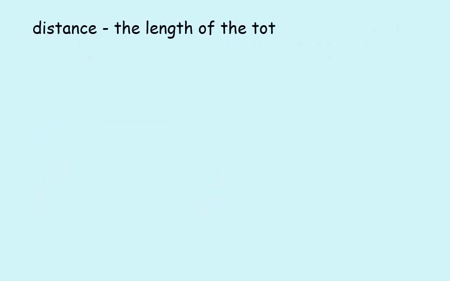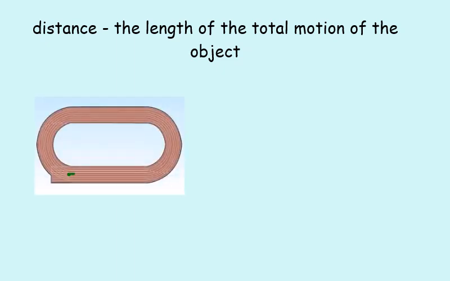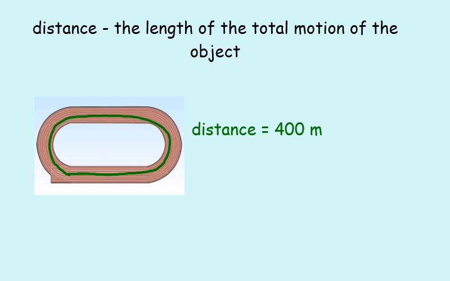Now, distance is the length of the total motion of the object. So that's the key difference. We're not just looking at beginning and end. So let's say we run around the same track again. Again, it's a 400-meter track, end up where we started, but this time the distance is 400 meters. Because we're actually looking at where we went, not just the final position compared to the starting position.